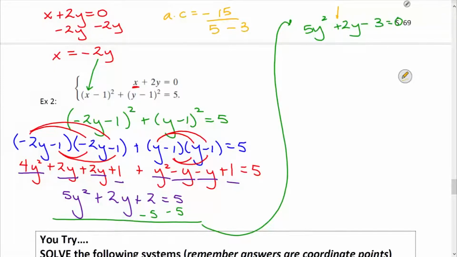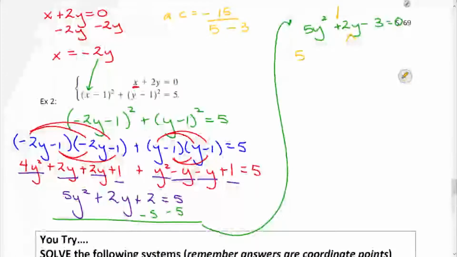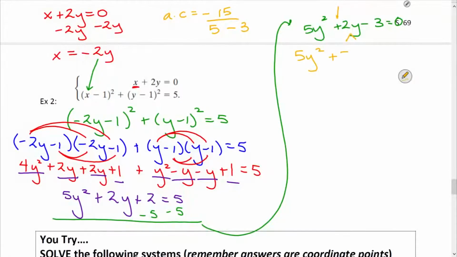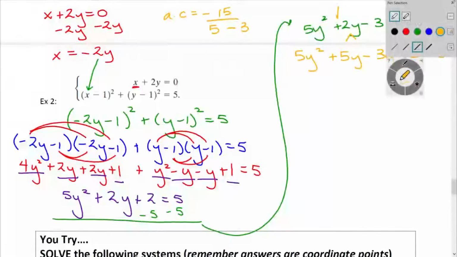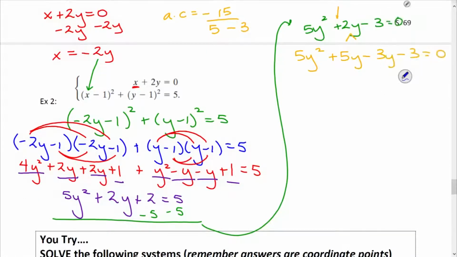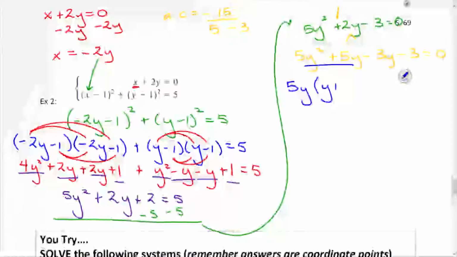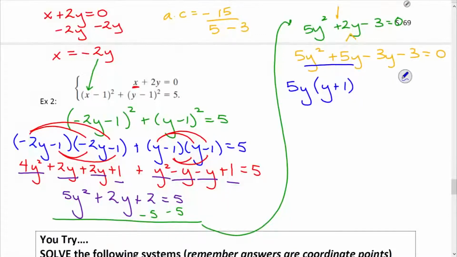So I'll break up this 2y into 5y squared plus 5y minus 3y minus 3 equals 0. And now I will do factor by grouping. In these first two terms, my GCF is 5y, and I'm left with y plus 1. And in these last two terms, this term right here is negative, so I'll pull out a -3, and I'm left with y plus 1 equals 0.